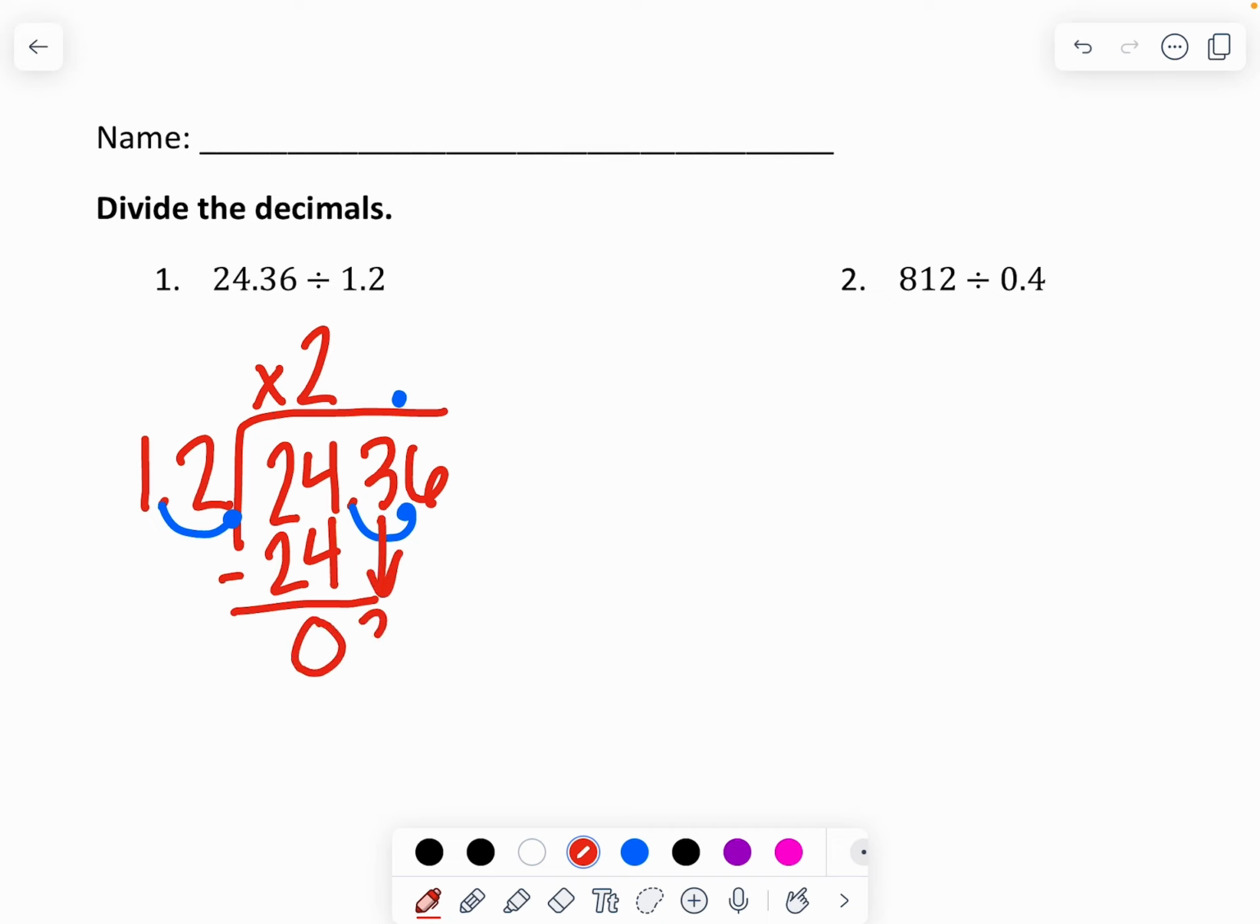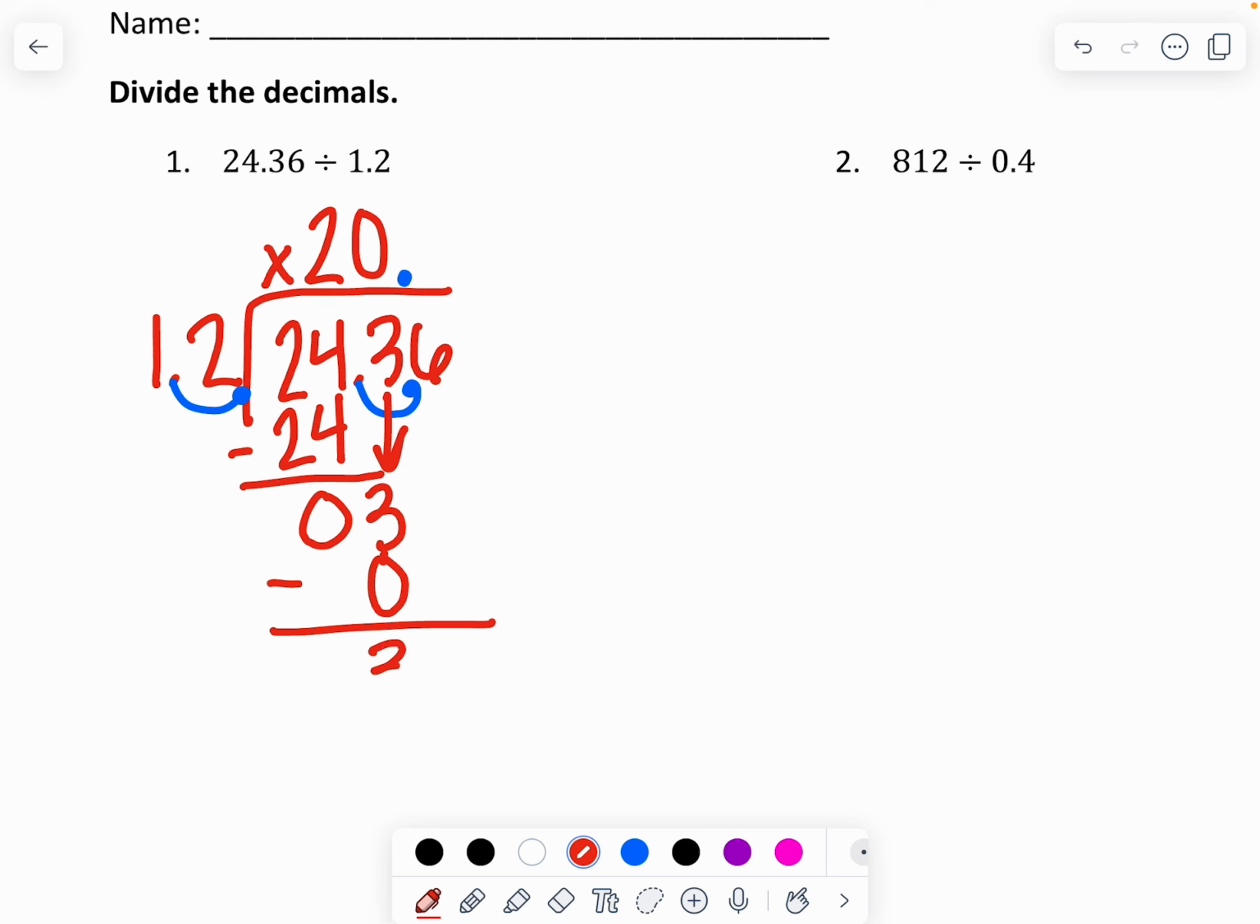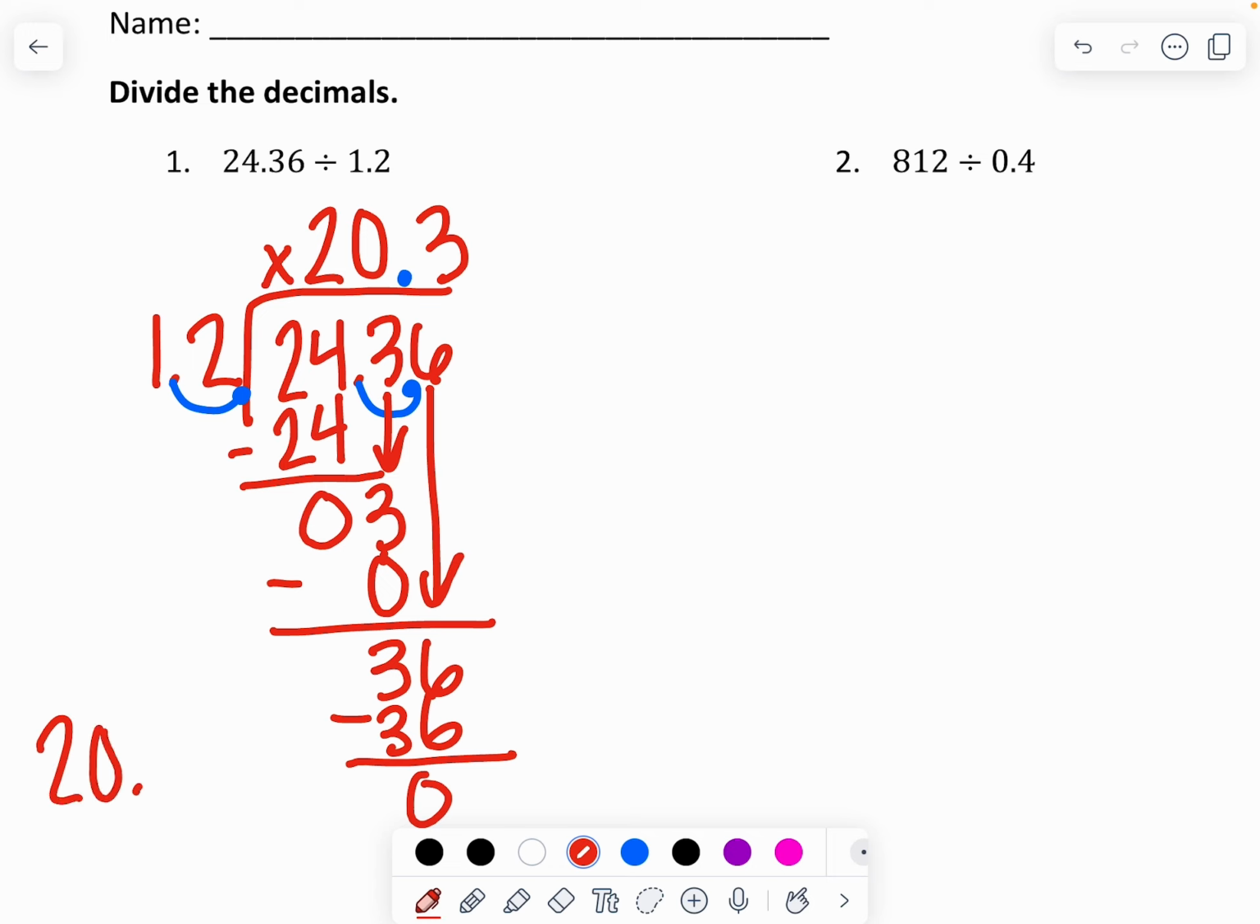Bring down my 3. Now, I can't bring down the 6 yet, since 12 can't go into 3. So I put a 0 in my answer above the 3. And then 0 times 12 is 0, and 3 minus 0 is 3. Bring down my 6. And 12 goes into 36 three times. And 3 times 12 is exactly 36, so I should get a remainder of 0. And my answer is 20.3, or 20 and 3 tenths, would be my final answer.